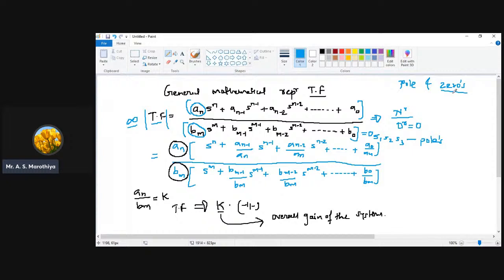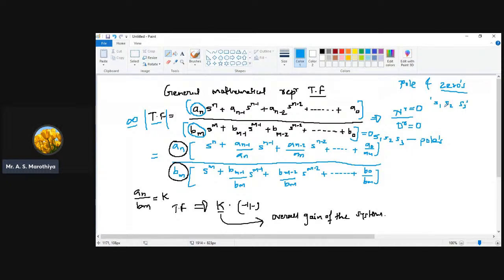That means to find out the value of zeros, we need to equate the numerator polynomial function of the transfer function to 0, and find out the values of complex frequencies like S1, S2, and so on up to Sn. Now these complex frequencies are nothing but zeros.